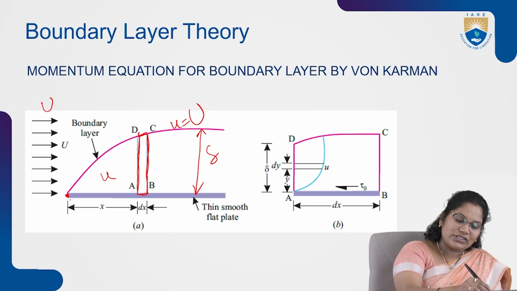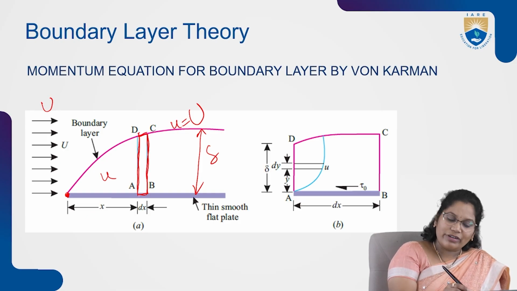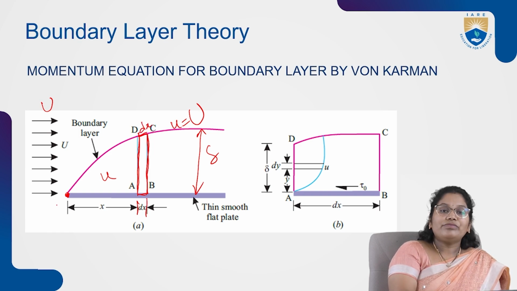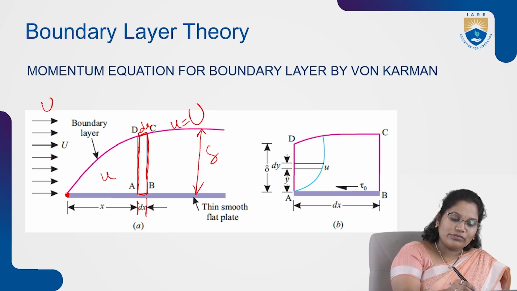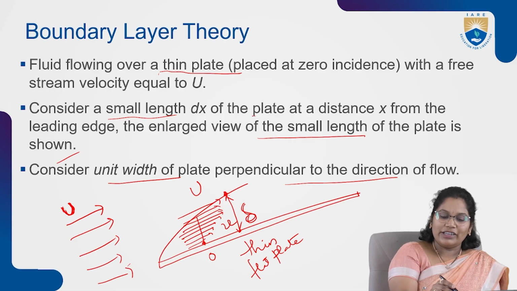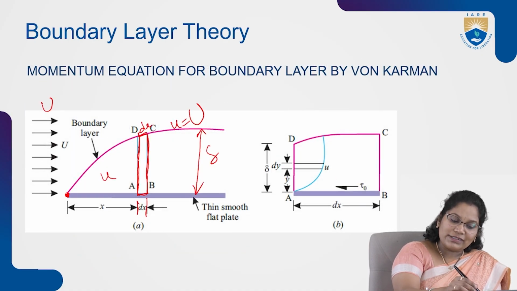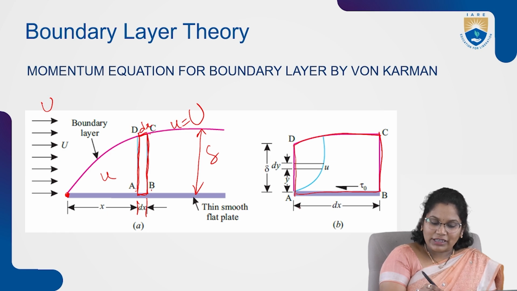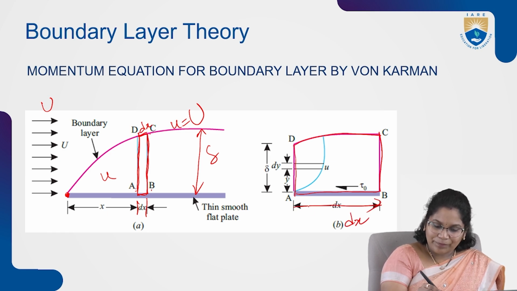The distance from the leading edge to the point is x, and the small element which we have taken is dx. The small length dx of the plate is at a distance x from the leading edge. The enlarged view of the small length of the plate is shown here. See, now this ABCD is shown here. This small portion is enlarged, and the length of the small portion is dx.